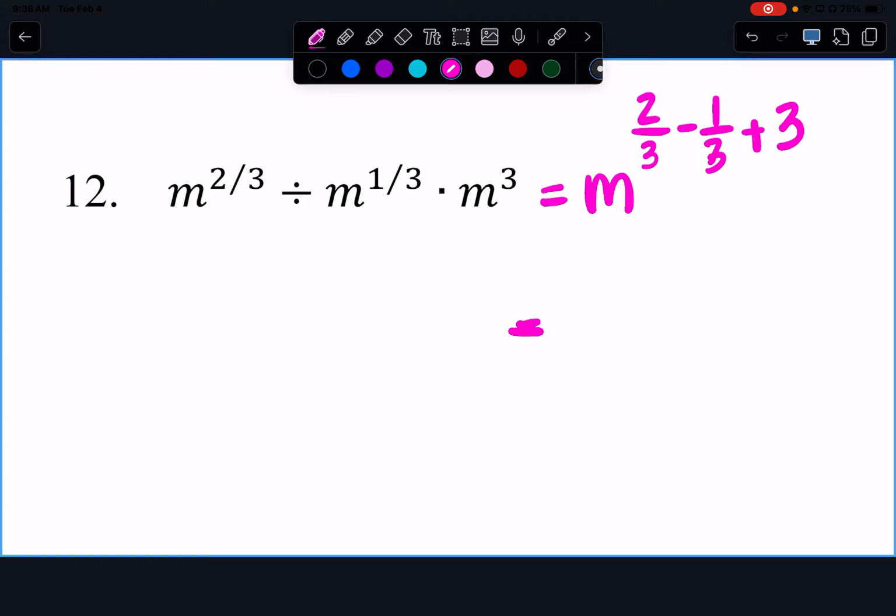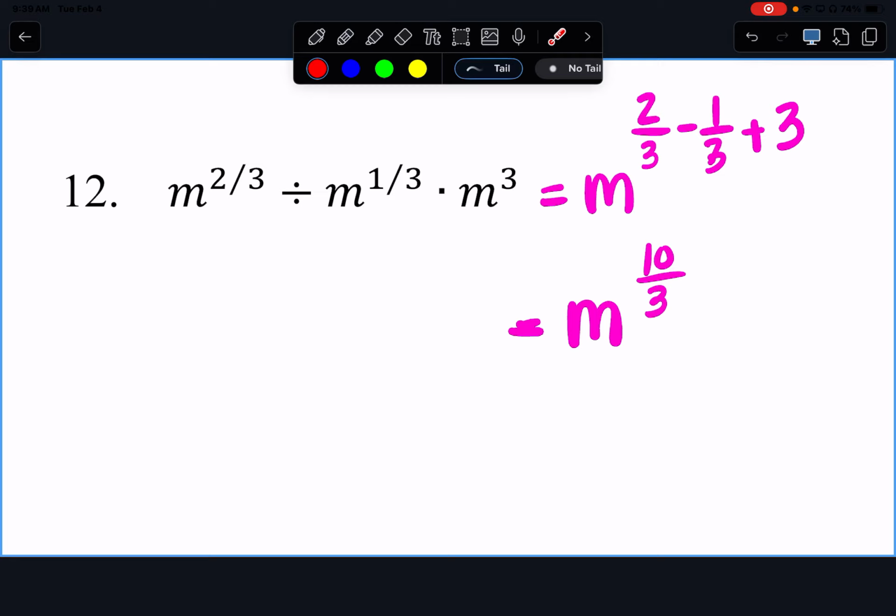Use your calculator. It would be 3 1/3, which is equivalent to what? 10/3. 10/3 is the answer. 3 times 3 is 9 plus 1 is 10 over 3.